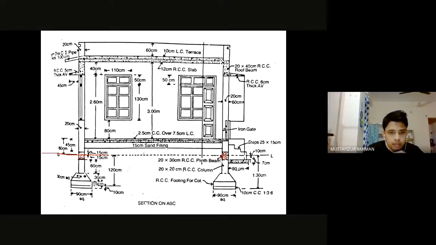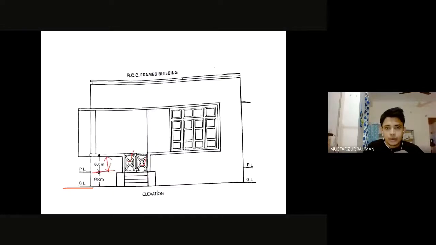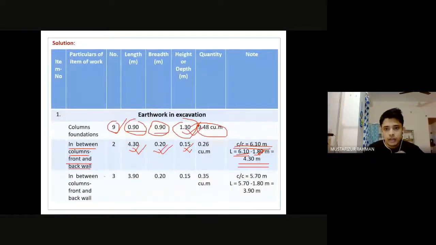Here in this drawing it is mentioned that the plinth beam is 20 centimeter by 30 centimeter, and 15 centimeter, half is above ground level and half is below ground level. We have to do excavation for the below ground level part, obviously. So this is 15 centimeter or 0.15 meter. So we get the dimensions, we multiply, and we get the volume of work.